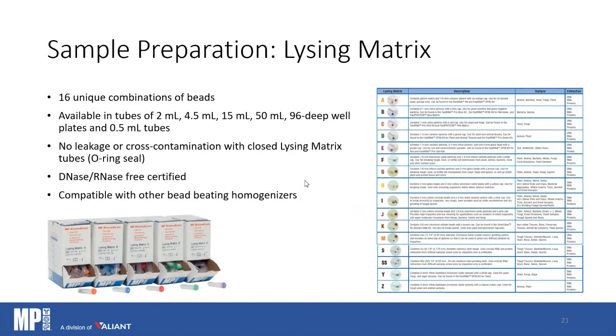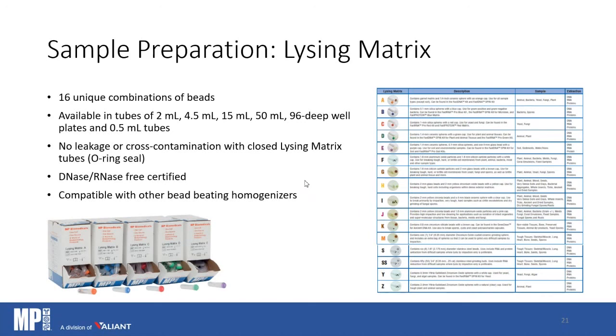Other than the adapters, there are 16 types of lysing matrices for selection. Each of them has a different combination of grinding material to target specific samples. For example, we recommend Lysing Matrix E for soil, feces, and other environmental samples. It consists of 3 types of beads to effectively break open the soil particles and lyse the microbes inside.